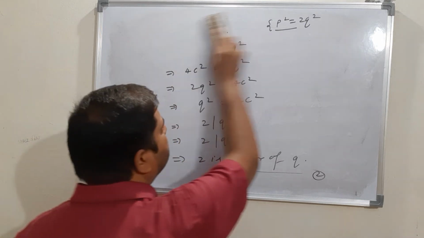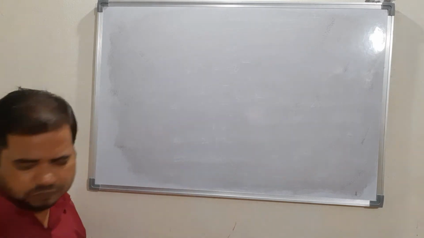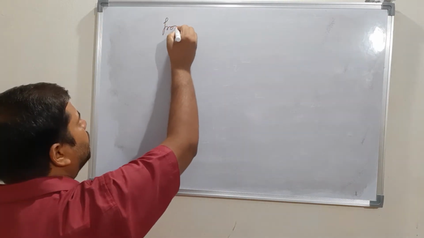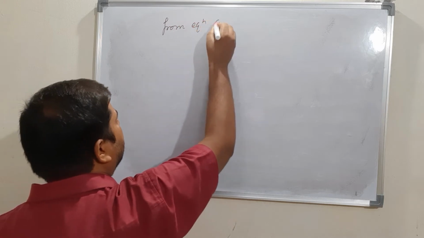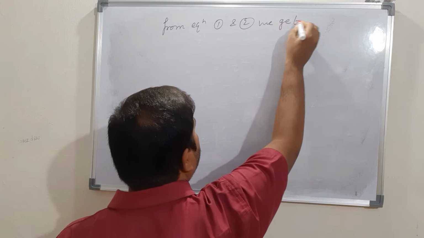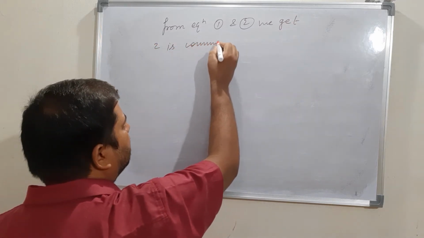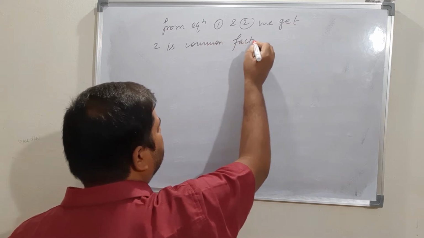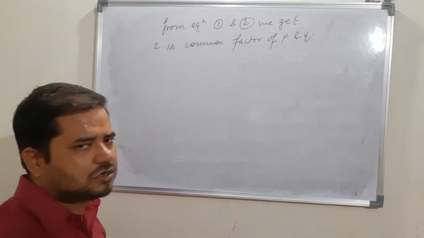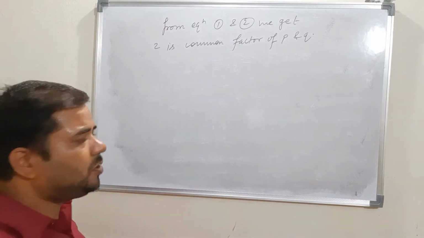So next one, from 1 and 2, what do you see? From equation 1 and 2, we get 2 is a common factor of P and Q. Which is not possible. Why?